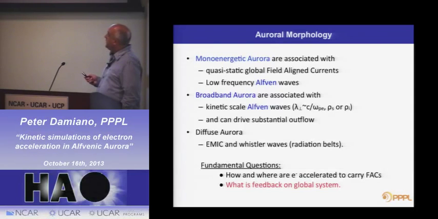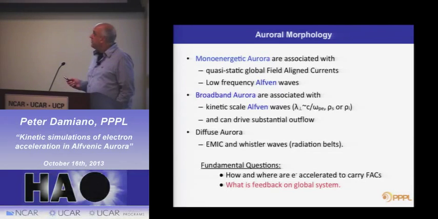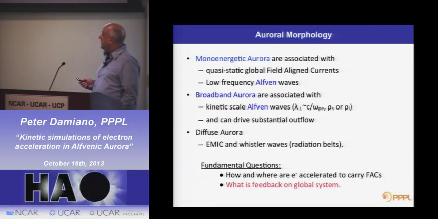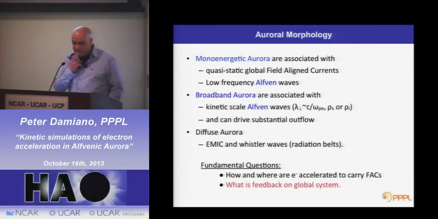And the broadband aurora are generally associated with, as I said before, kinetic scale, dispersive scale Alfvén waves, in which the perpendicular scale length is on the order of the electron gyro radius, which is c over omega pe, the ion acoustic gyro radius, or the ion gyro radius. And these are particularly important because they can also drive substantial outflow. Then there's also the diffuse aurora, which is usually associated with EMIC and Whistler waves in the radiation belts.